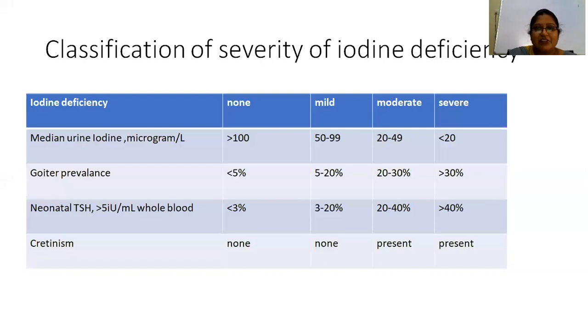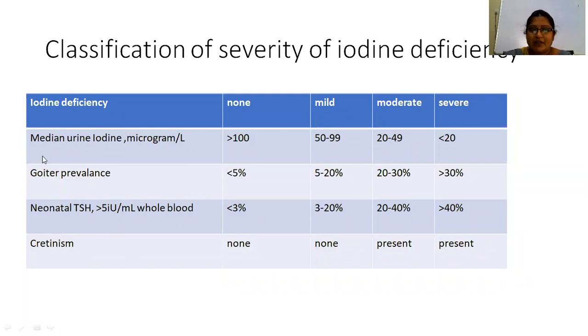Then classification of severity of iodine deficiency. We'll take these parameters into consideration. First thing is median urine iodine in microgram per liter, and then goiter prevalence, then neonatal TSH more than 5 international units per ml, then cretinism. When do you say goiter is prevalent in that area? When there is more than 5% of cases, then it suggests endemic goiter.